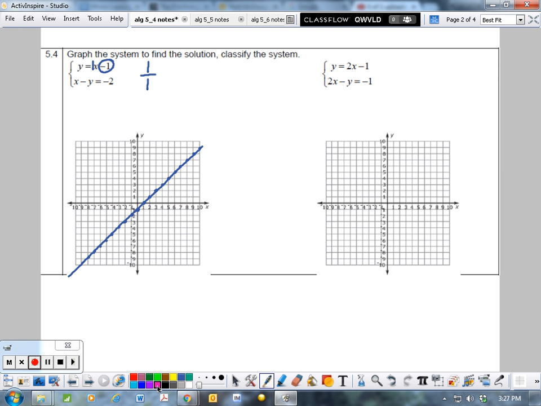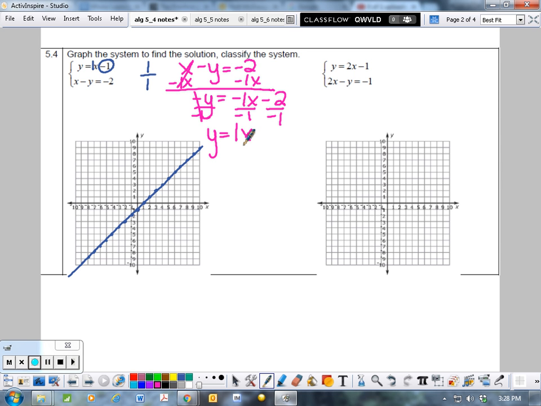Then I'm going to graph the second equation, which is not solved for y. I have x minus y equals negative 2. I'm going to solve for y, so I subtract 1x on both sides. Now I have negative y equals negative 1x minus 2. I divide everything by negative 1. So now I have y equals positive x, since negative 1 divided by negative 1 is positive 1, and positive 2, since negative 2 divided by negative 1 is positive 2. Now I'm going to graph this by starting at 2, and then my slope is up 1 over 1.